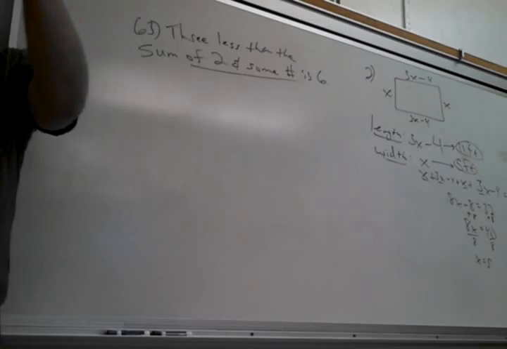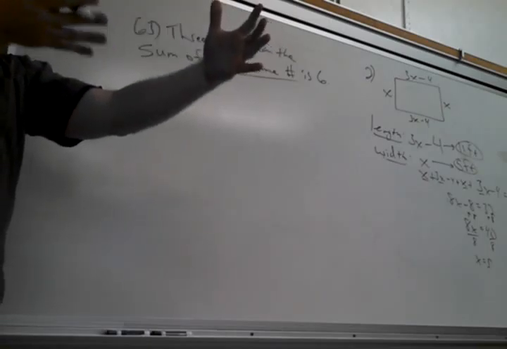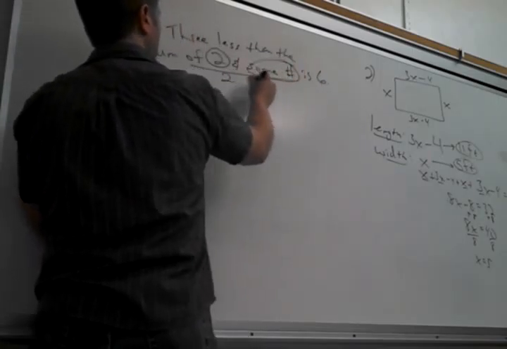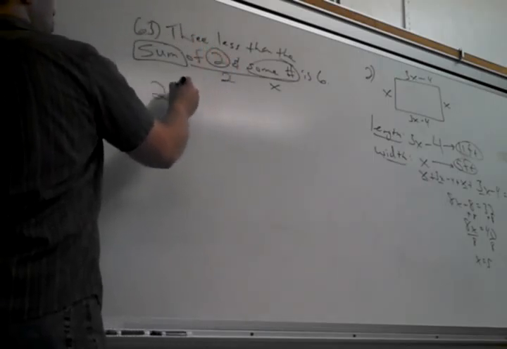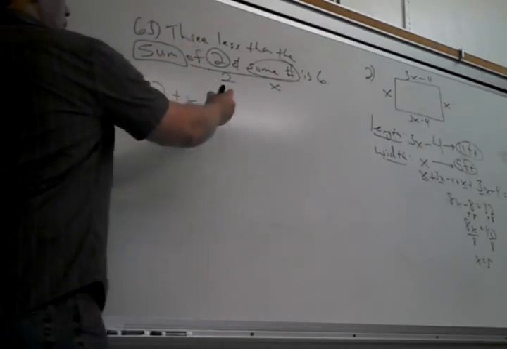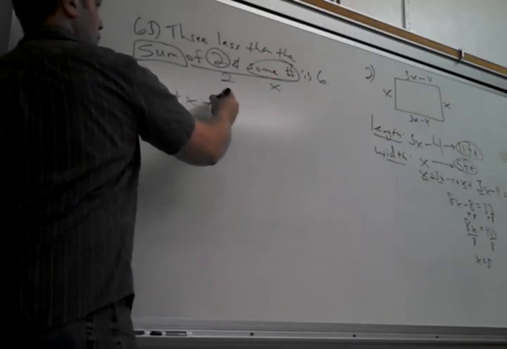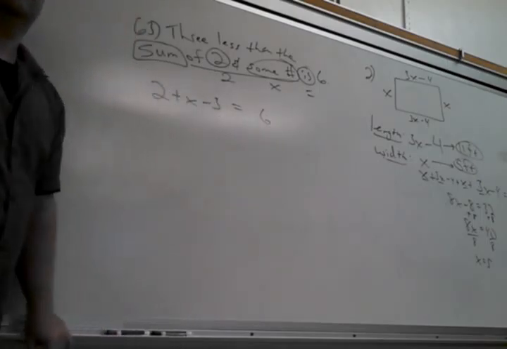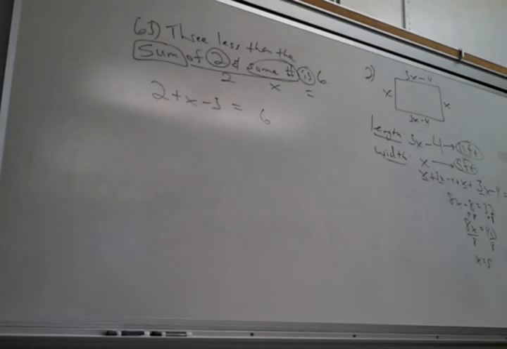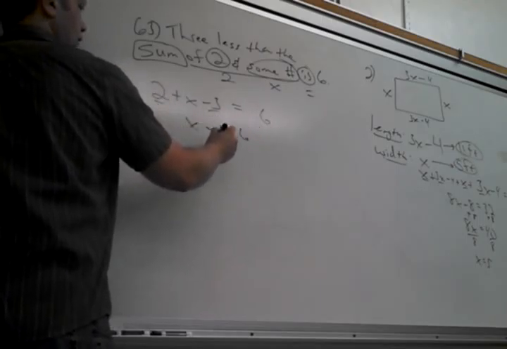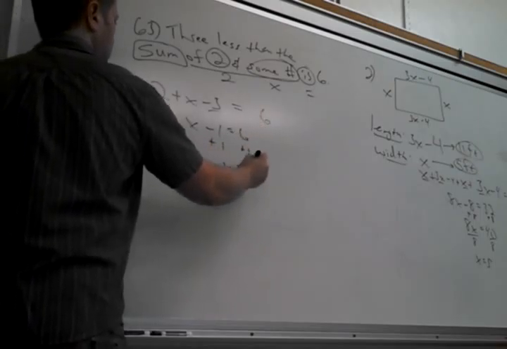Good. What am I dealing with? I'm summing 2 and some number, and again, you can use any letter you want, so we'll use x again. So I'm summing 2 and x. That's 2 plus x. And then it says 3 less than that sum. Minus 3 is, and of course that's the magic word for equals 6. That's not very evil. So 2 minus 3 is negative 1. Add 1, you get x is 7.